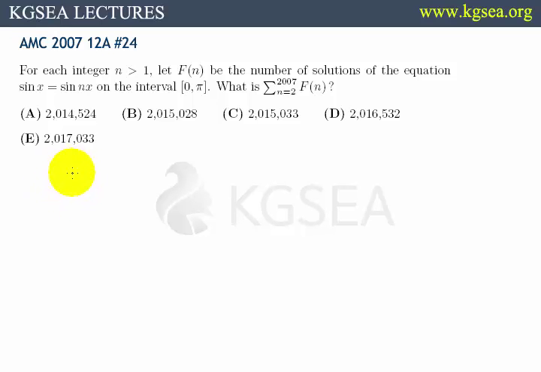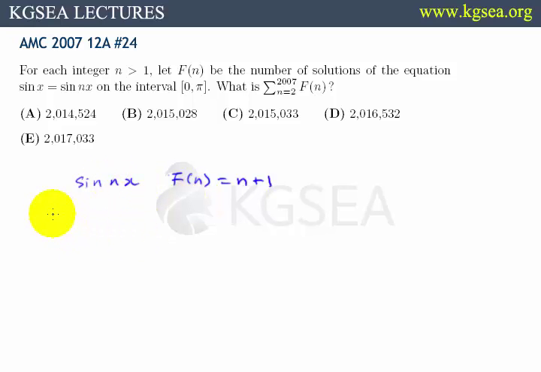So what was the pattern? If it was sine nx, I mean nx, the number of roots, that is f of n, was n plus 1, except for a few cases. So let's think about the exceptions a little later, and let's think of these cases first.